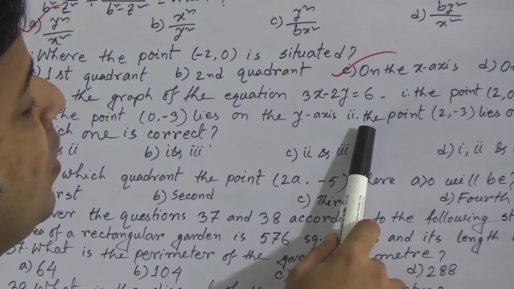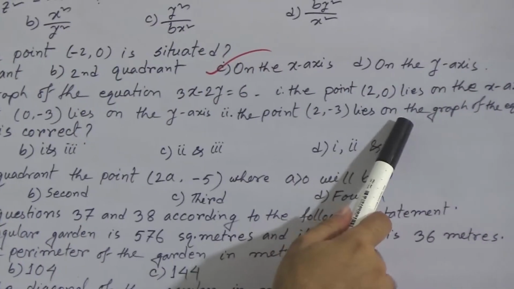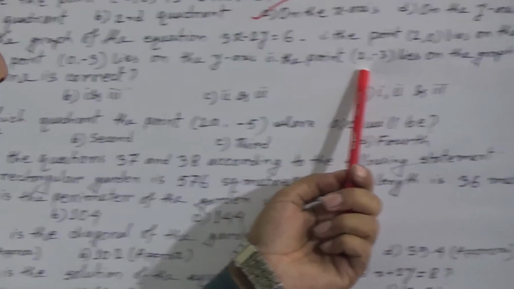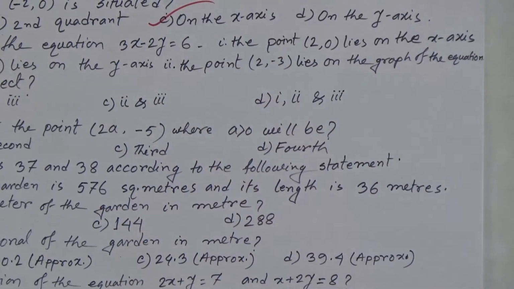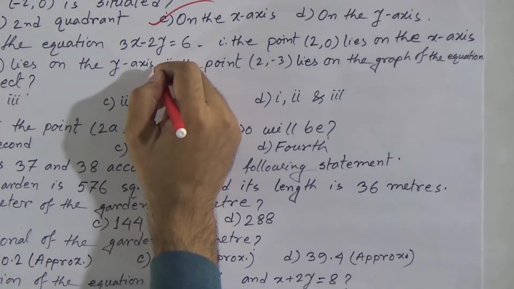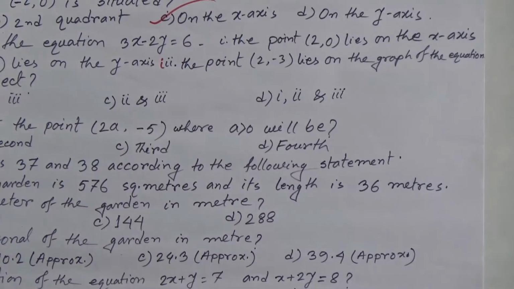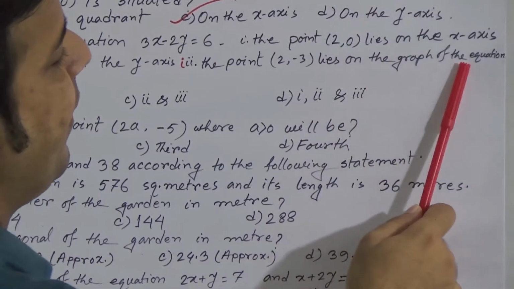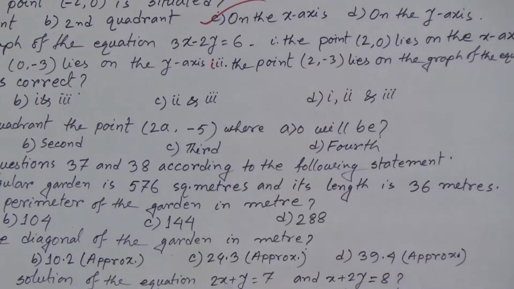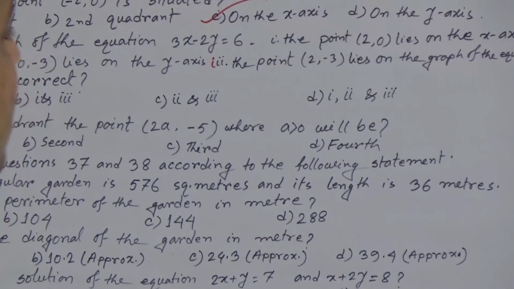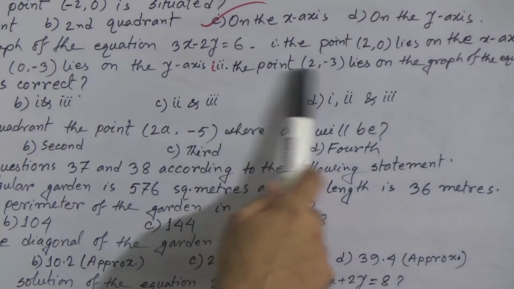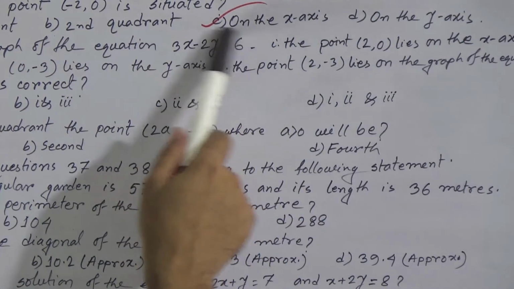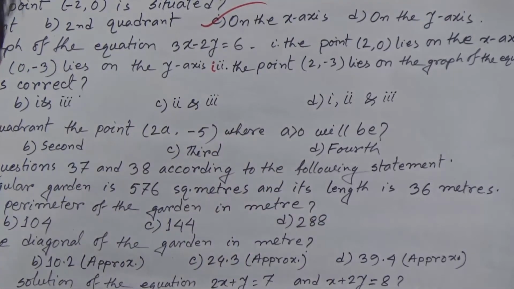And now the third statement, the point (2, -3) lies on the graph of the equation. Here we have to check this point, as 1 and 2 are correct. If the point satisfies the equation, then it will lie on the graph.